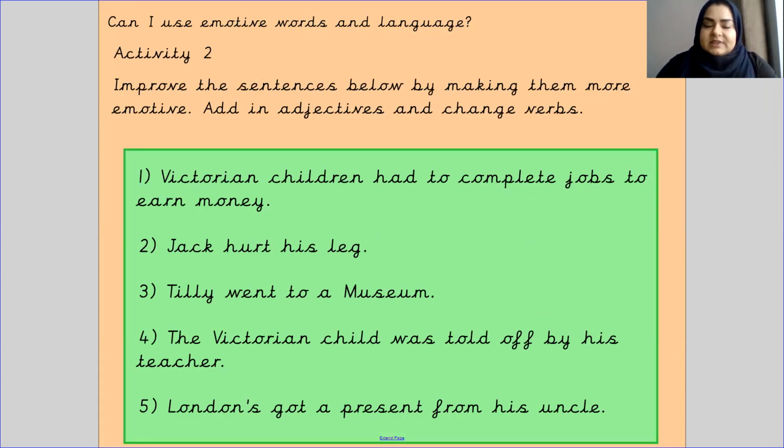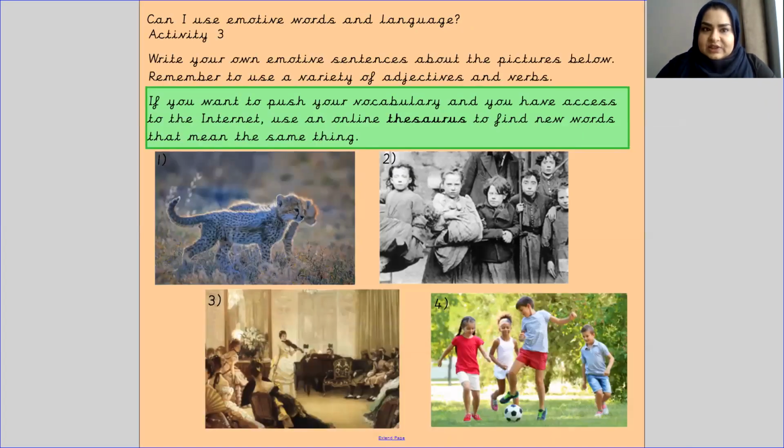Now, activity 2 says improve the sentences below by making them more emotive. Add in adjectives and change the verbs. Okay, so if you do activity 2, please pause the screen here. And then activity 3 says write your own emotive sentences about the pictures below. Remember to use a variety of adjectives and verbs. So if you do activity 3, which is usually the purples, please pause the screen here.